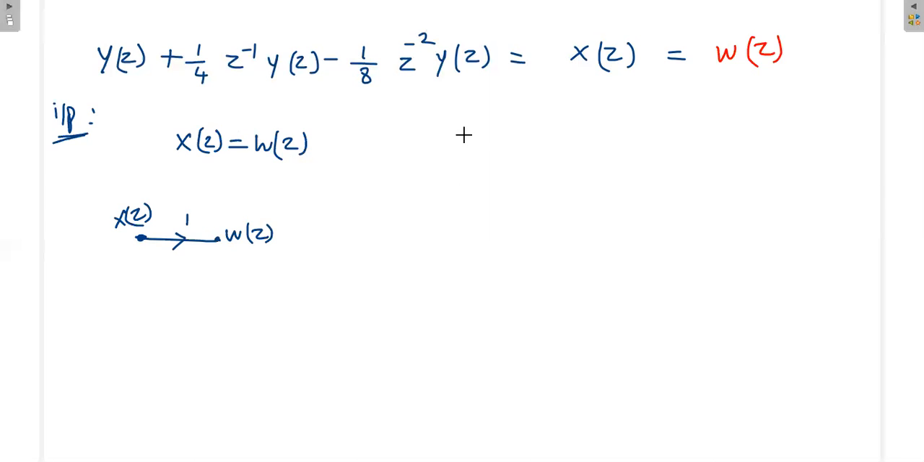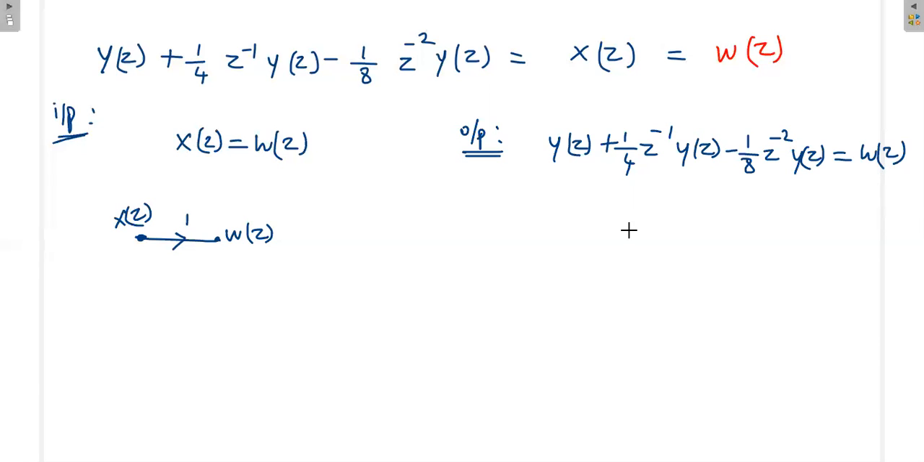Then what about the output side? At the output side, we have to use Y of z terms and also W of z. So that is Y of z plus 1 by 4 z inverse Y of z minus 1 by 8 z power minus 2 Y of z is equal to W of z. Ultimately, we are going to realize Y of z, that is Y of z is equal to W of z minus 1 by 4 z inverse Y of z plus 1 by 8 z power minus 2.